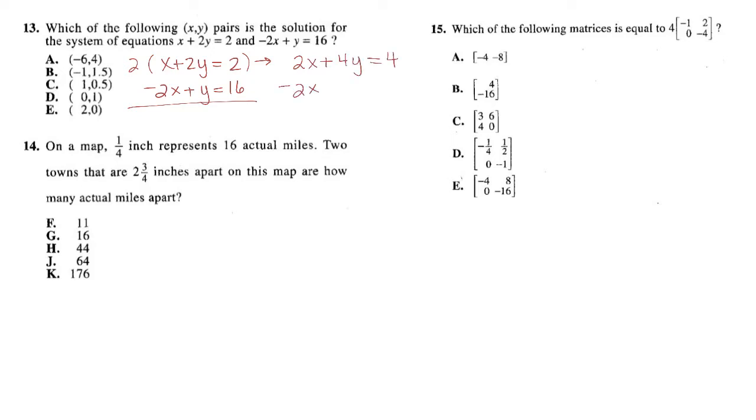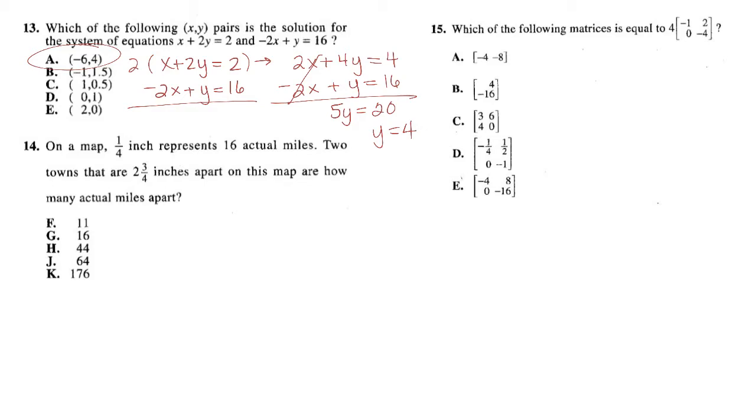And I'm going to bring over my negative 2x plus y equals 16. And when I solve this, notice those x's do go away. So I have 5y equals 20. So y is 4. So you're looking for the ordered pair that has a y coordinate of 4. And so that's going to be answer choice A.